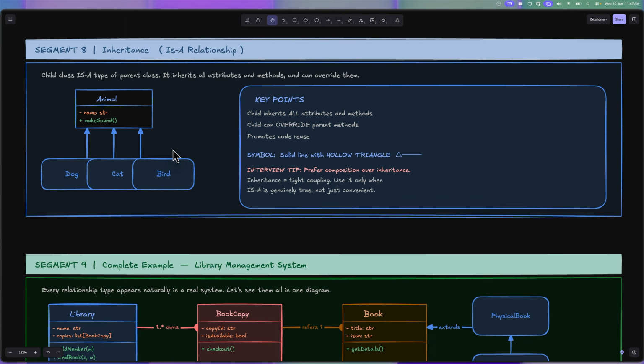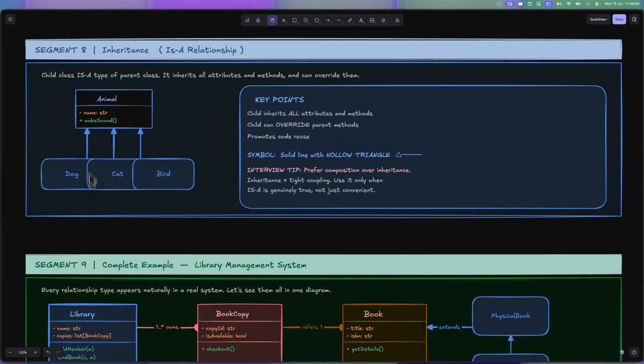Okay, so now moving on to inheritance. We saw this concept multiple times earlier, but inheritance is also a relationship. Consider this: Animal is a class, and then you have Dog, Cat, Bird. All of these are subclasses extending from a parent class, which is Animal. So what is the relationship between these classes and the Animal class? It is an inheritance relationship. That means the child inherits all the attributes and methods. We saw that. The child can override parent methods, and this promotes code reuse, right?